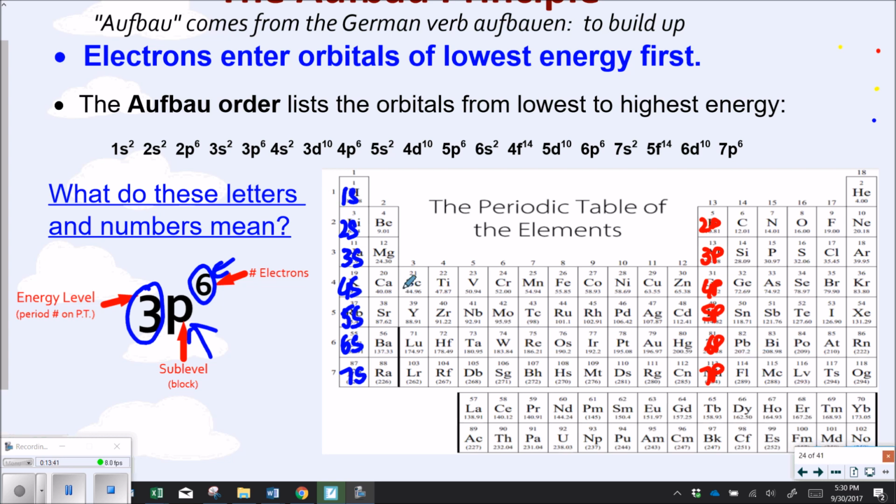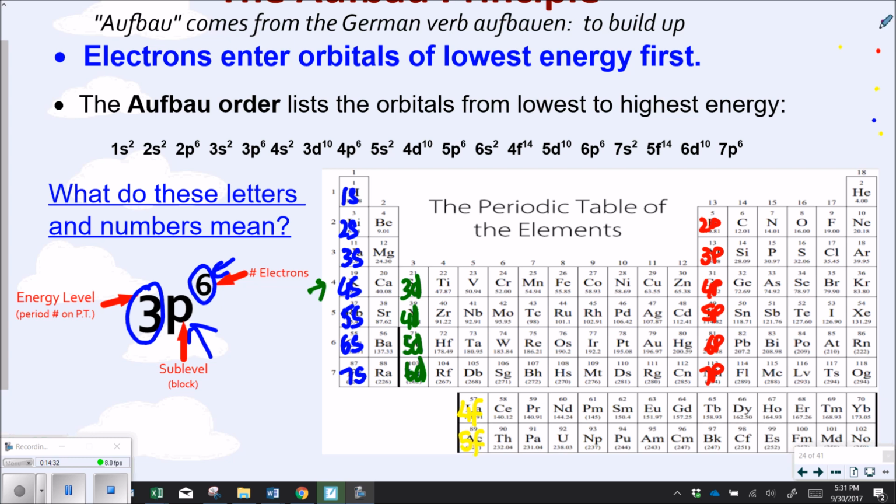For the d block, we have 3d, 4d, 5d, and 6d. Now you have to notice that for the d block, it is the period number minus 1. So when we get to period number 4, we have 3d, not 4d. Finally, for the f block, we start at 4f and 5f.